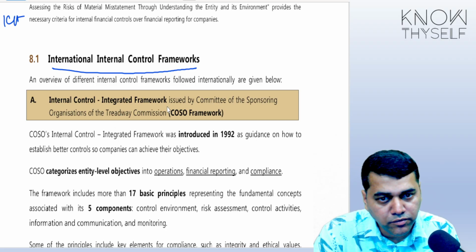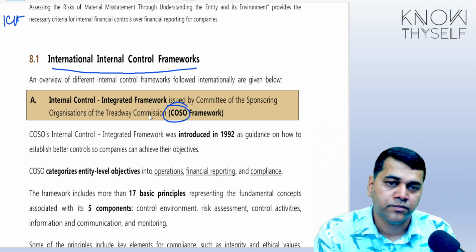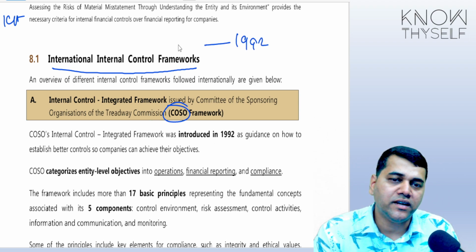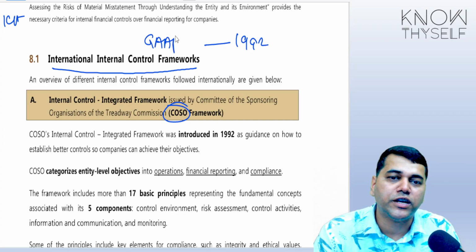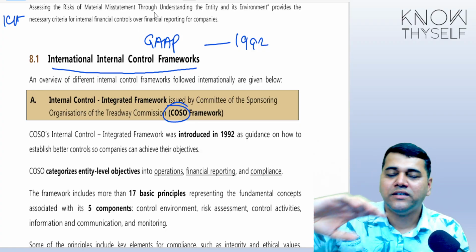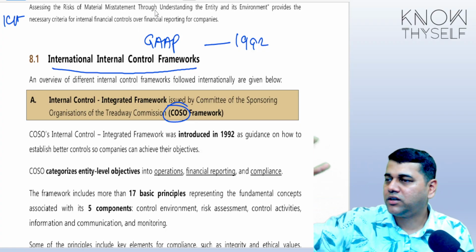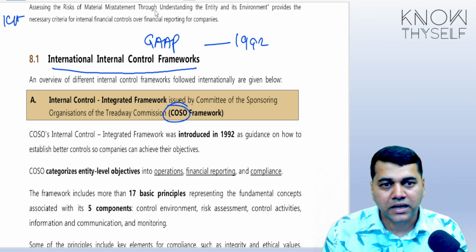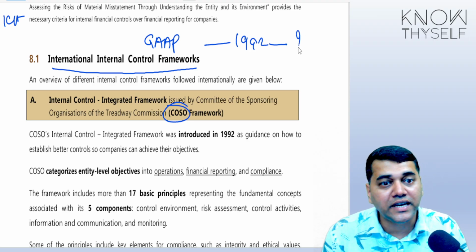The very first framework we discuss is COSO. We discussed that before 1992, what we had was more like generally accepted accounting practices, like the internal control structure: segregation of duty, authorization, safeguarding of the records. But after 1992, we got something like Ind AS.